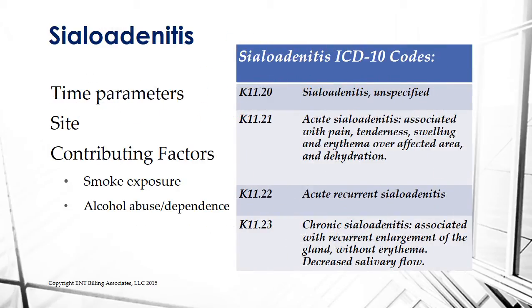Our next condition we will cover is silodenitis. When documenting this condition, make sure to include information relating to the site, the time parameters, and any contributing factors. In this case, you will need to include both smoke exposure and the history of alcohol use or abuse.